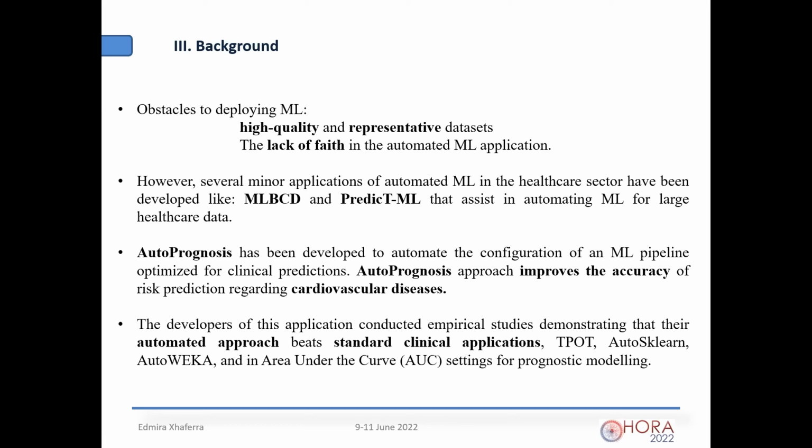Autoprognosis is another application that has been developed to automate the configuration of a machine learning pipeline optimized for clinical predictions. The autoprognosis approach improves the accuracy of the risk prediction regarding cardiovascular diseases. The developers of this application conducted empirical studies demonstrating that their automated approach beats standard clinical applications, TPOT, AutoSklearn, AutoWeka, in area under the curve settings for prognostic modeling.